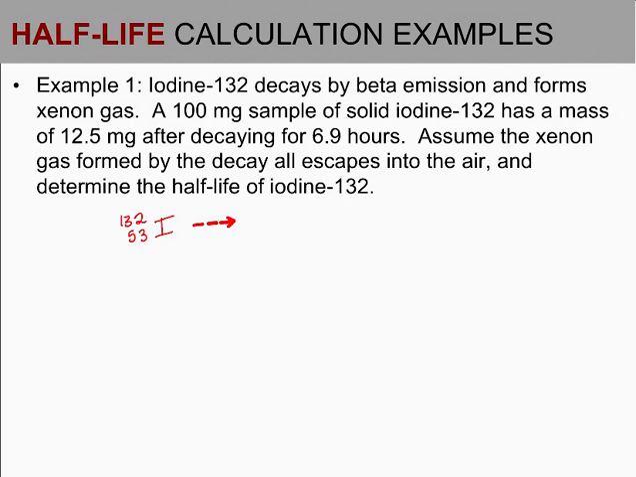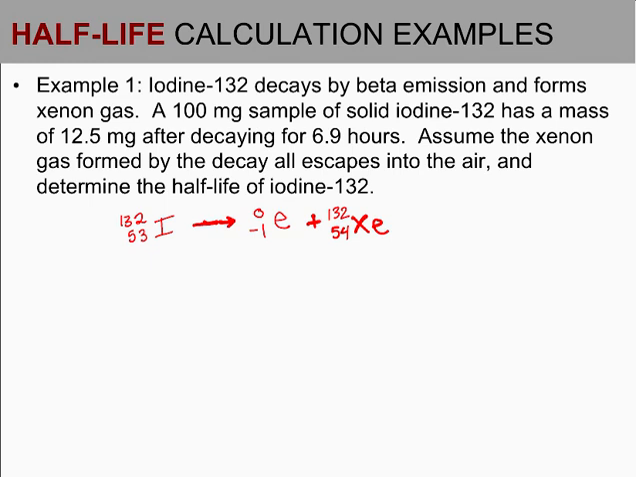And then it will go through beta decay, and remember a beta particle is the same as an electron, and it will form xenon-132, but the atomic number of xenon is 54. So you'll notice that the mass numbers add up on both sides to 132, and the atomic numbers add up on both sides to 53. So everything is balanced. Now, that's not what's important in this particular problem.